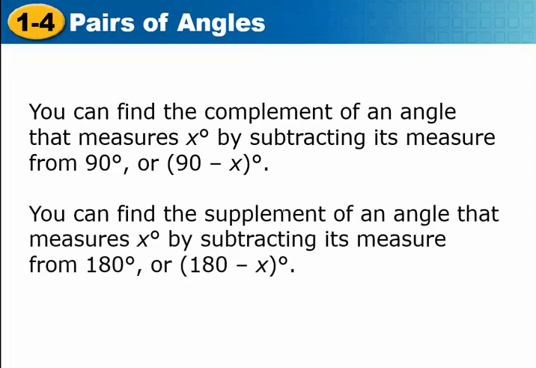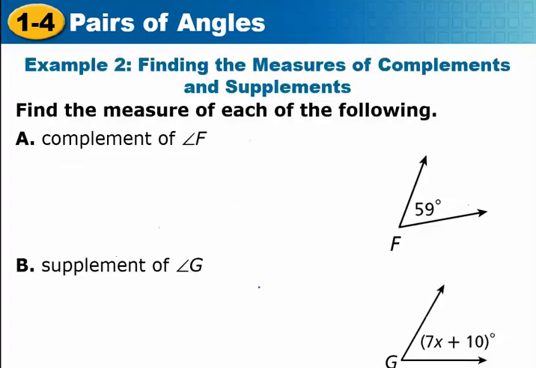We can use complementary and supplementary. If we know they're complementary or supplementary, we can use a little bit of algebra to find the other angle. If they're complementary, you can just go 90 minus x to find the other one. If they're supplementary, you can go 180 minus x to find the measure of the other angle.